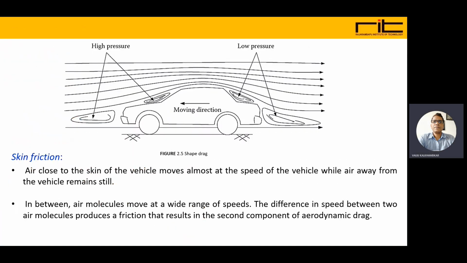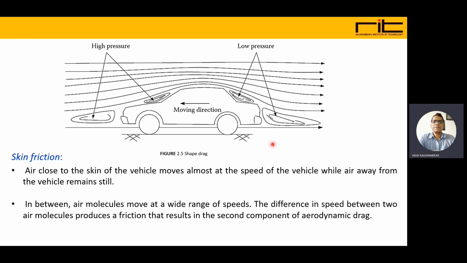This can be seen in this diagram where the front, which is opposing, creates the high pressure and pushes the vehicle back. On the behind, there is a low pressure zone which is pulling back. So these two forces cause the shape drag.